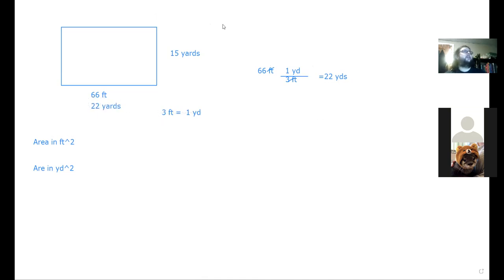At the same time, we can convert 15 yards. So that's 3 feet per 1 yard, like that. And then we can cancel out yards and yard. So 15 times 3 is 45. So this would be 45 feet.